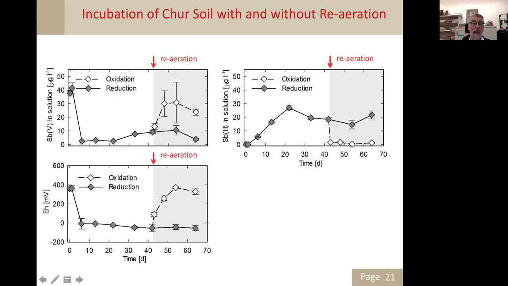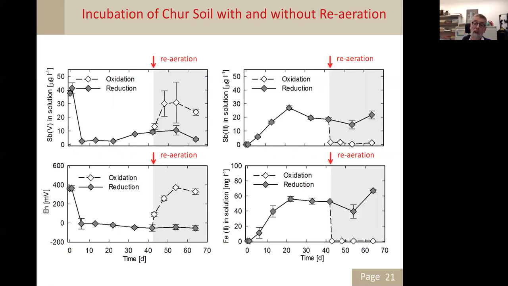But there is something missing. So if we add these two curves, we would not get this constant amount of antimony. So where is the rest? The rest apparently must have been sorbed. But why does it reappear? That has nothing to do with the redox potential.